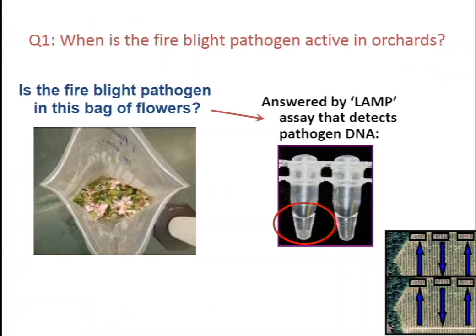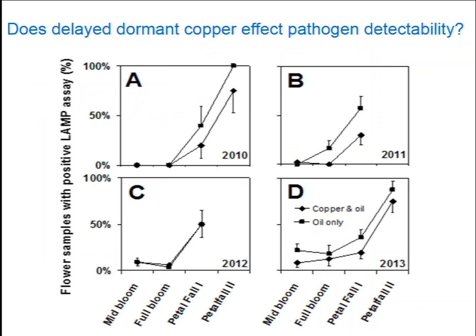So Ken in the lab used this test called LAMP, and we sent him the bag of flowers, and he ran the assay, and he could detect the DNA of the pathogen. We did this several times during the season. Don't forget, we treated just before the flowers came out, at delayed dormant, I should say, which was about a month before bloom.